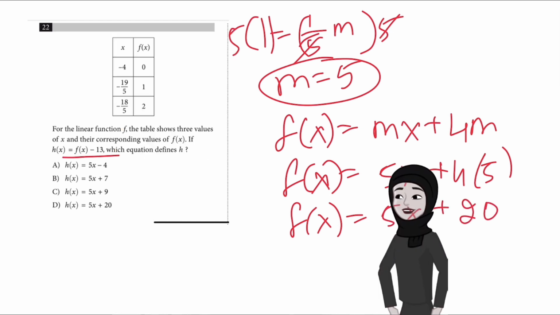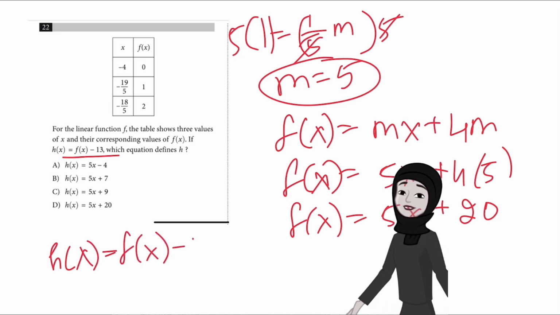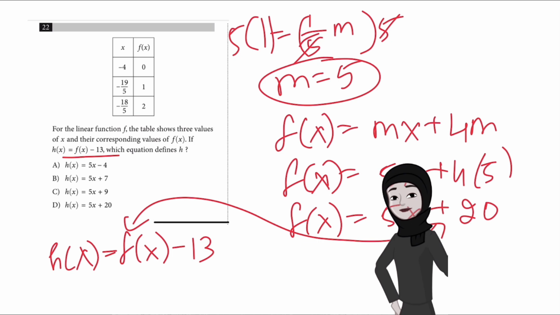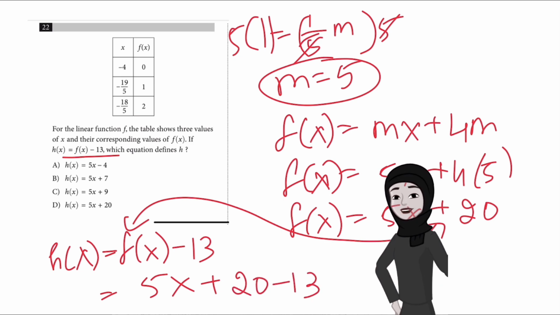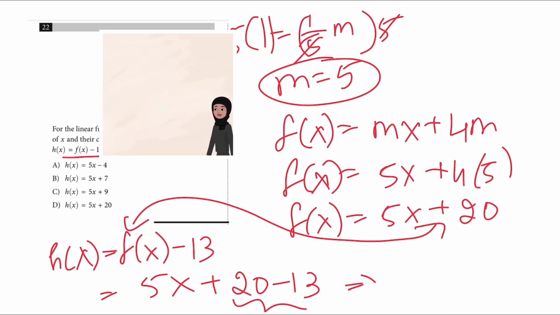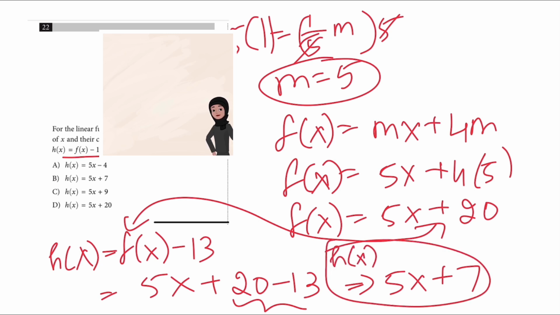Now we know that h of x is equal to f of x minus 13. And now we can replace this f of x in terms of x. f of x is 5x plus 20. Let us replace that. So 5x plus 20 minus 13. And further simplification can be done because 20 minus 13 is nothing but 7. So 5x plus 7. This will be our h of x function in terms of x.